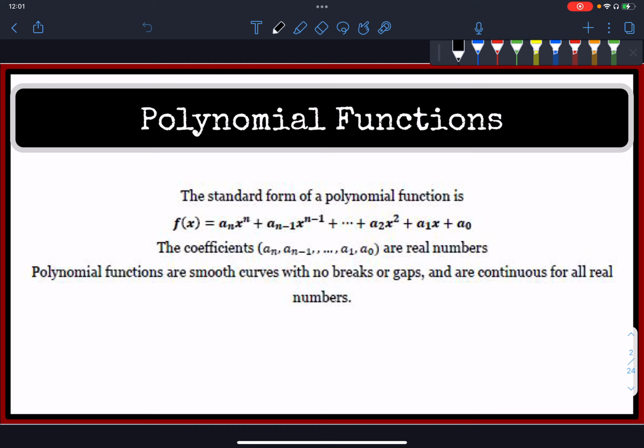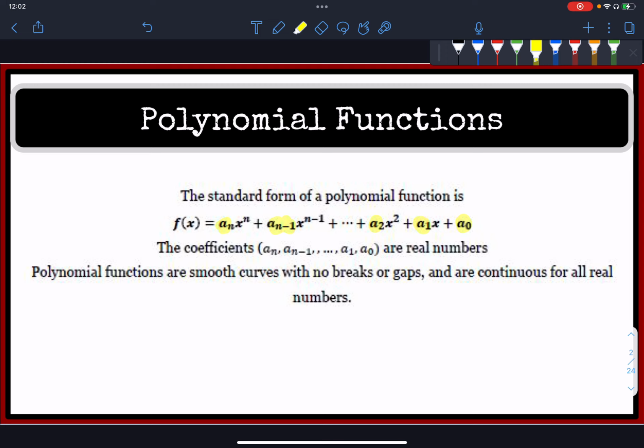Now, a polynomial function is a function that's written in standard form like this, where it's simply a list of monomials being added or subtracted together, where the coefficients a sub n, a sub n minus 1, and so on are real numbers. So these values are just any real number: negative, positive, fraction, rational, irrational, any real number.